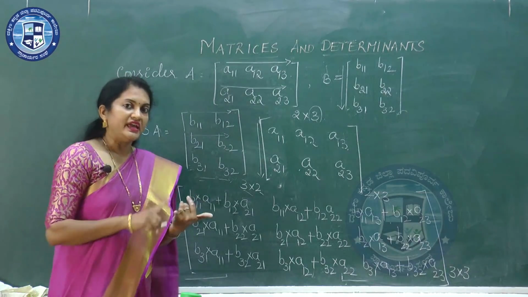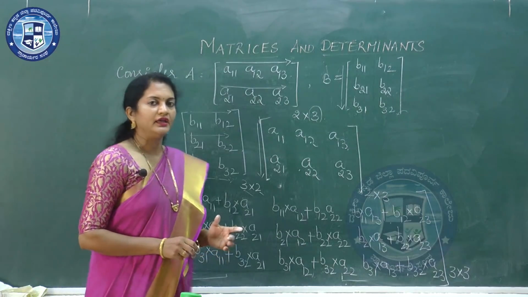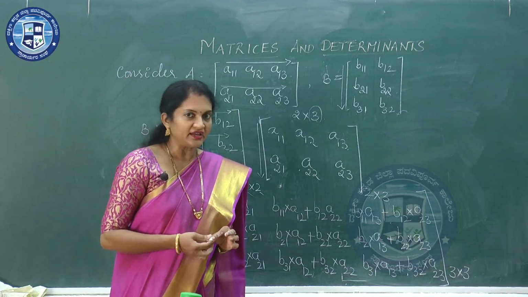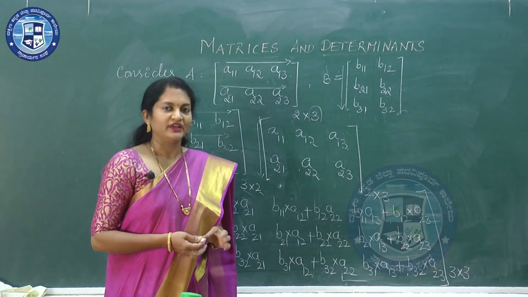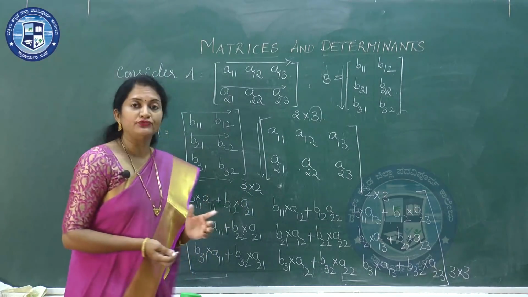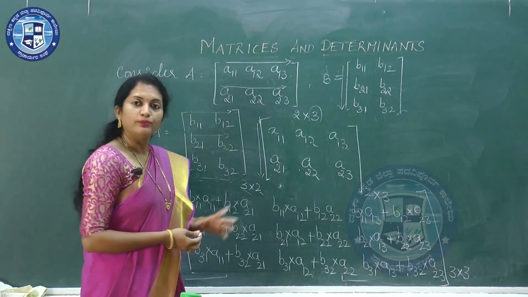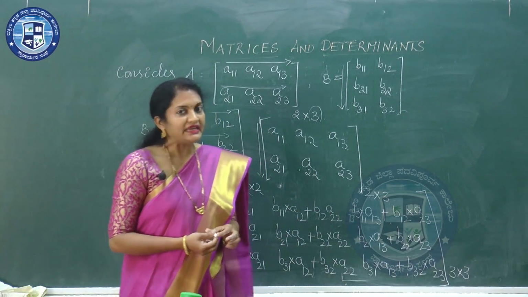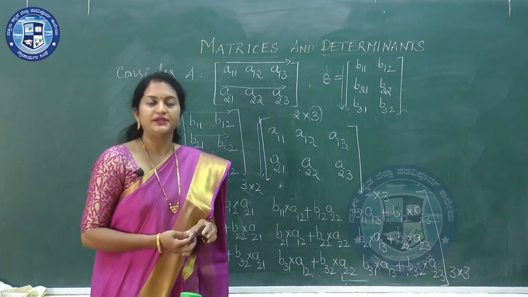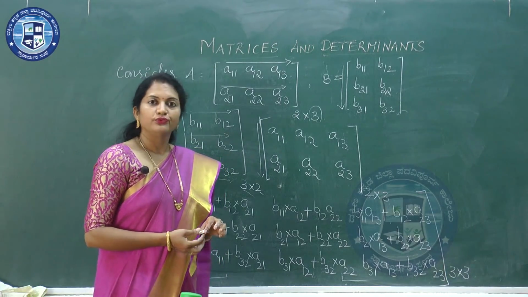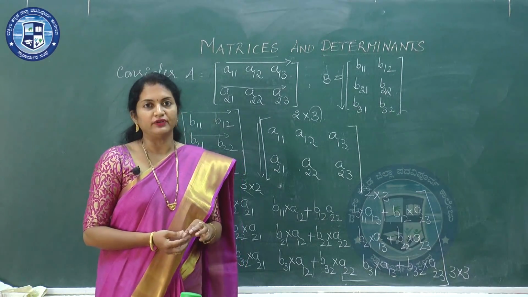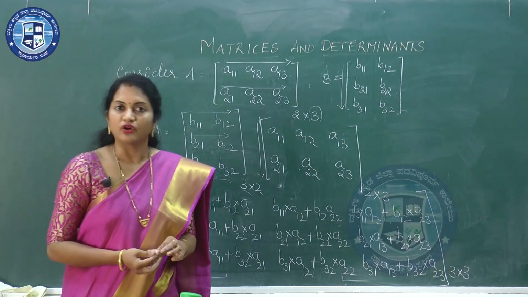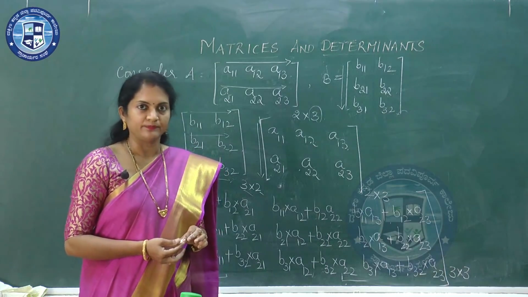Now we found AB, we found BA. Did you observe AB and BA both are equal? No. AB is a matrix of order 2 by 2. BA is a matrix of order 3 by 3. Both are different. So AB need not be equal to BA. The matrix multiplication is not commutative, we can say.